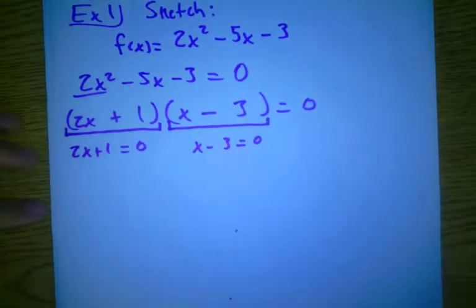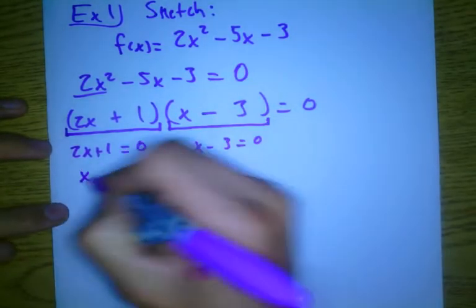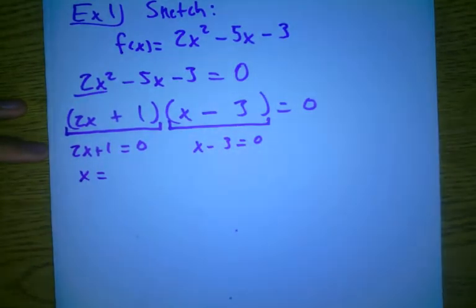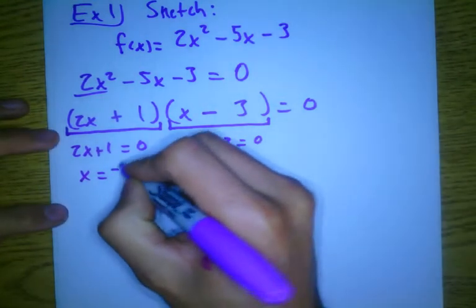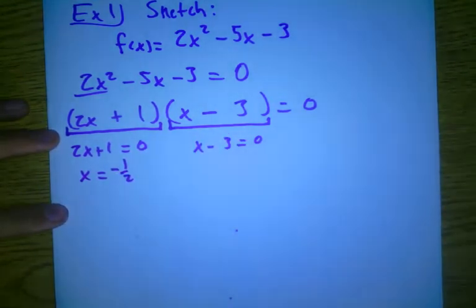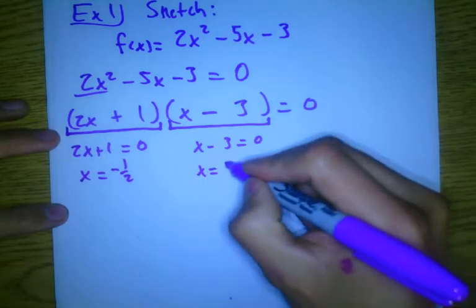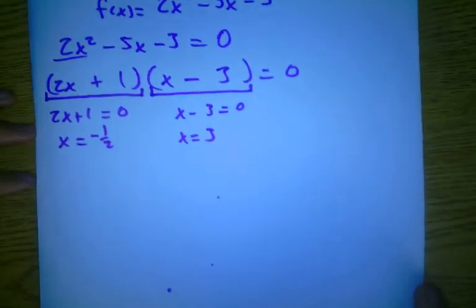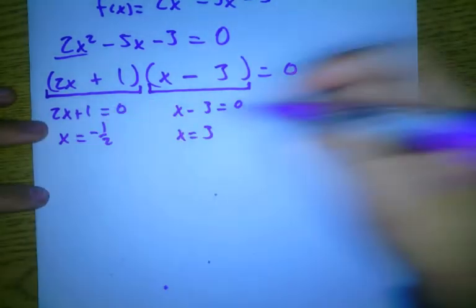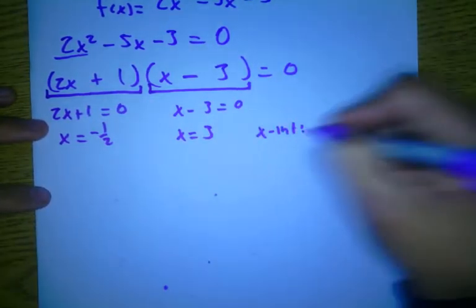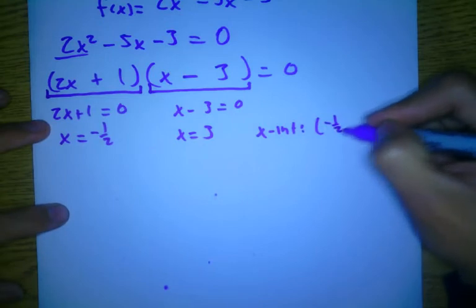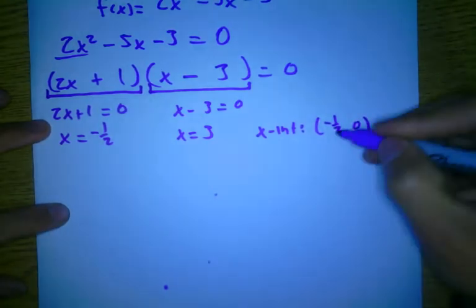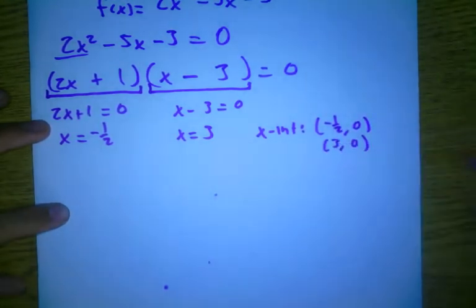Okay, first one's easy. What makes the first one 0? X equals -1/2. Cool. And then x equals 3. Which means, thus far, I have 2 x-intercepts. Cool. I have x-intercepts, so I'm going to go ahead and label them. X-intercept at -1/2, comma 0, and 3, 0.